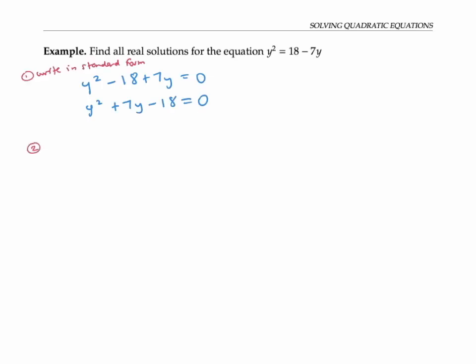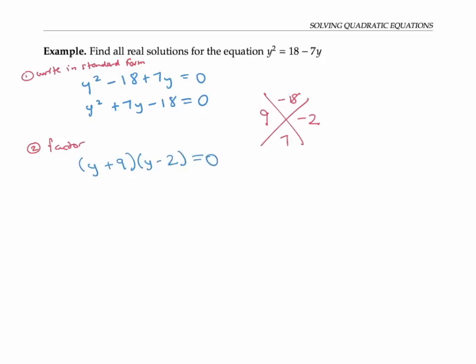Next, I'm going to try to factor it. So I need to look for two numbers that multiply to negative 18 and add to 7. Two numbers that work are 9 and negative 2, so I can factor my expression on the left as y plus 9 times y minus 2 equals 0.